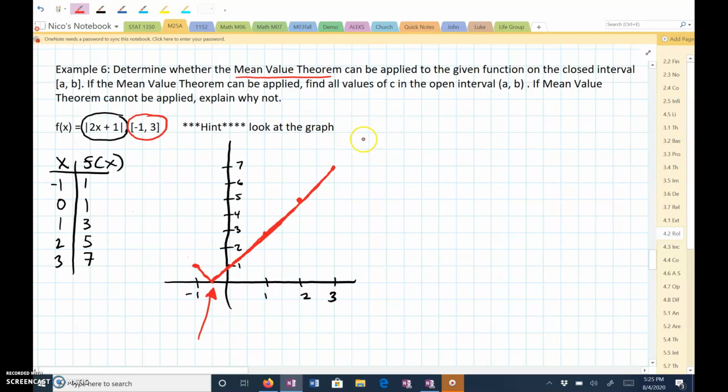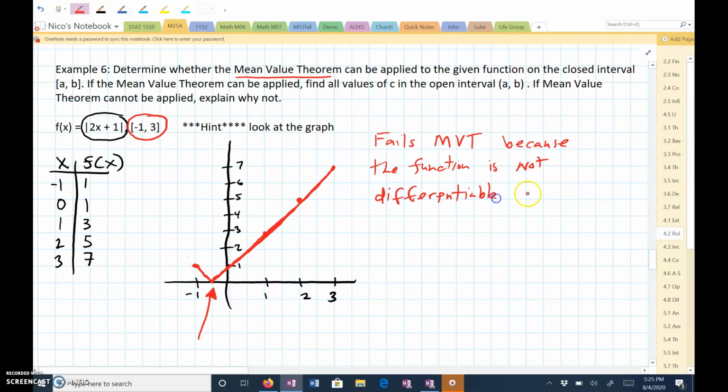So we would say fails mean value theorem because the function is not differentiable on the open interval from negative 1 to 3.